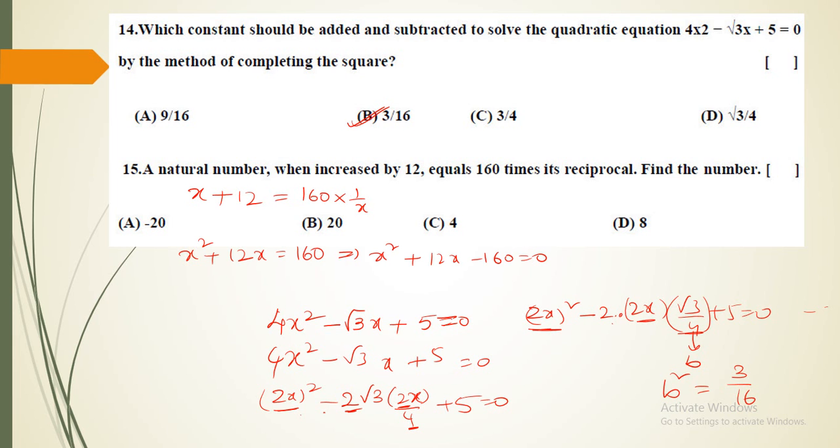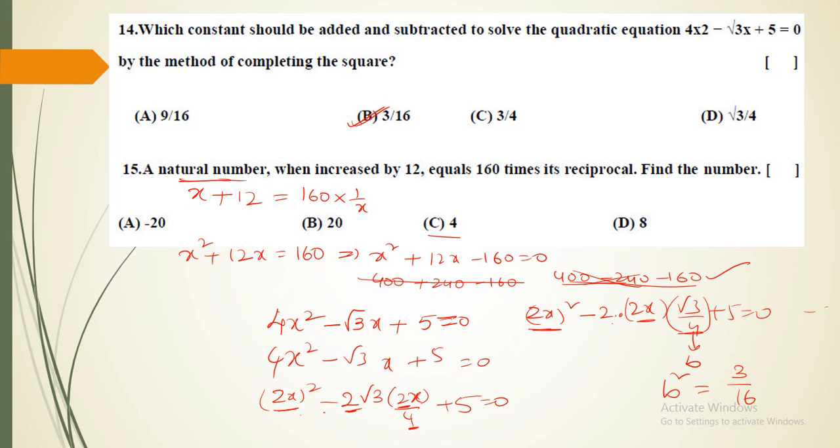Now what I need to do is check the options. So x square means 20 square is 400, 12 twenties is 240, so this becomes 400 plus 240 minus 160. So this is not possible. Next, if I take minus 20, then it becomes 400 minus 240 minus 160. So this is going to satisfy, because minus 240 minus 160 gives me minus 400, and 400 minus 400 is 0. So the answer is minus 20, but here he said natural number, so this also will not satisfy.